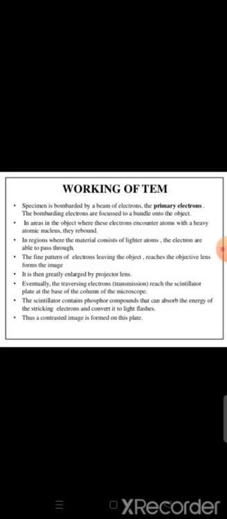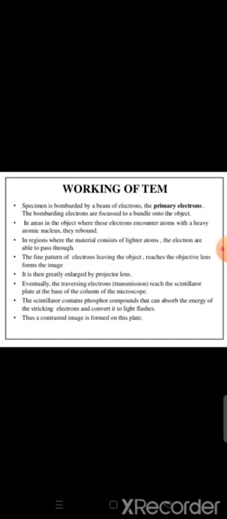Working of TEM. The specimen is bombarded by a beam of electrons. The primary electrons, the bombarding electrons, are focused into a bundle onto the object. In areas of the object where these electrons encounter atoms with a heavy atomic nucleus, they rebound. In regions where the material consists of lighter atoms, the electrons are able to pass through. The fine pattern of electrons leaving the object reaches the objective lens, which forms the image. It is then greatly enlarged by the projector lens.